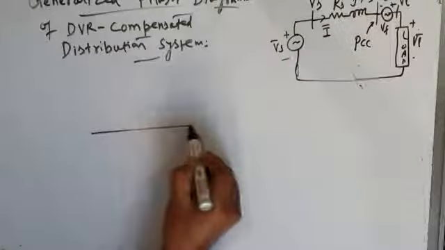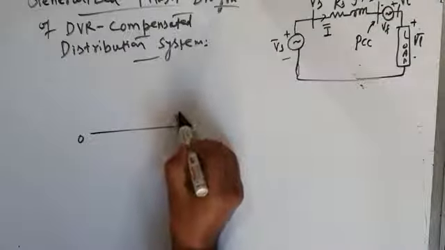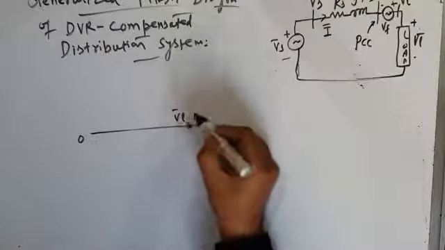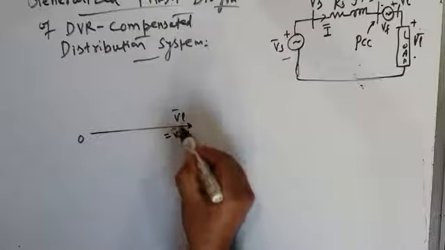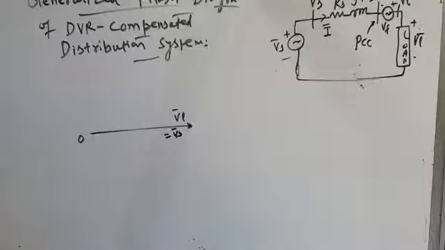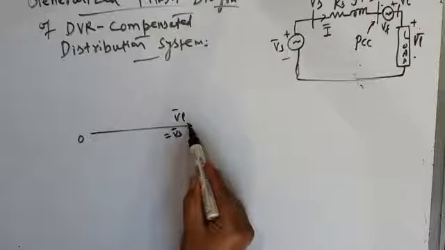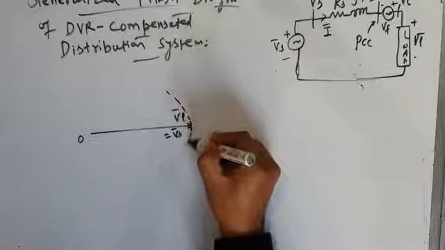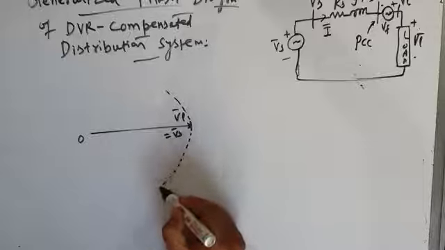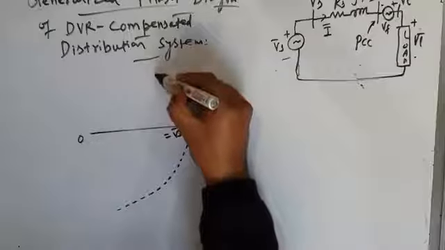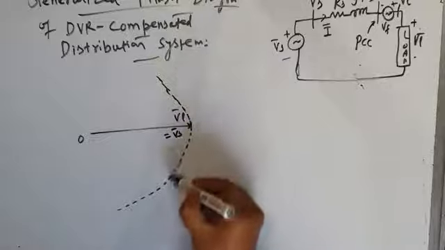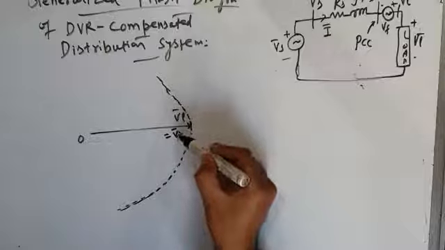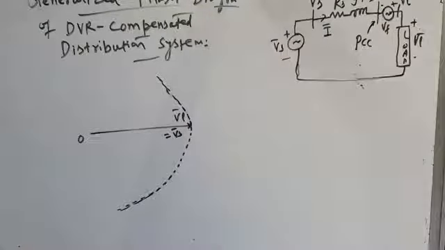Now this is my load voltage VL, and I want my load voltage to be the same as source voltage. So this load voltage should be equal to source voltage. That means this phasor is the load voltage phasor and it is the source voltage phasor also. So the source voltage trajectory will be a circular trajectory like this. This is the trajectory of source voltage, and it is the trajectory of load voltage also, because you are making load voltage equal to source voltage with the help of DVR series compensation.